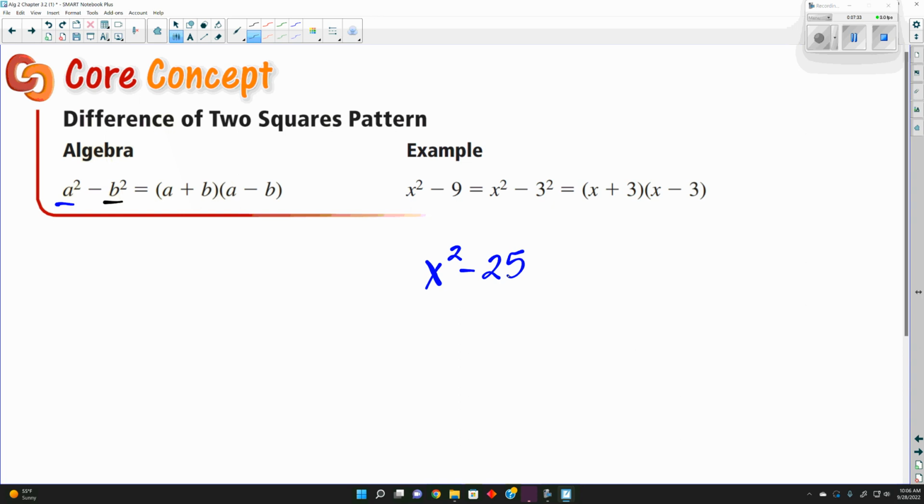X squared is x times x, yes? What times itself is 25? 5. And when we factored this yesterday, we got x minus 5 times x plus 5. It's a difference of perfect squares.